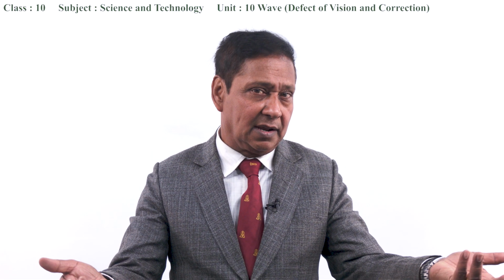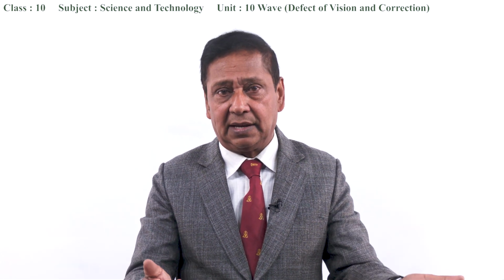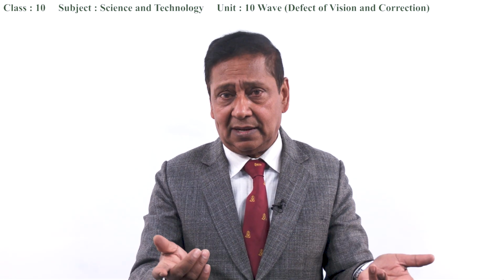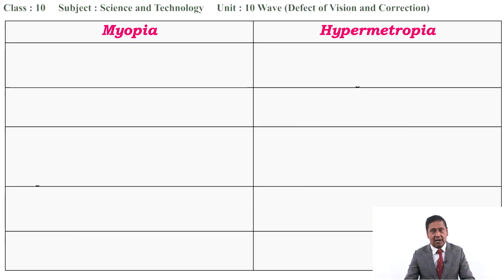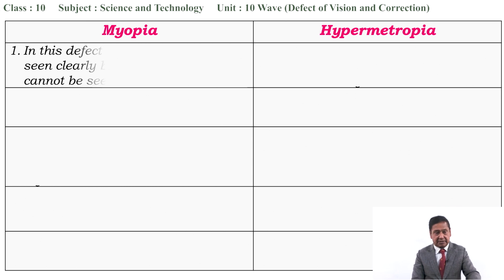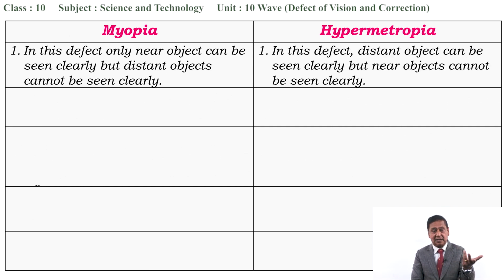Why don't we compare short-sightedness and long-sightedness? We have done everything about these two, their characteristics, their correction, etc. Let's bring them together. Myopia and hypermetropia, we can differentiate with different points. In myopia, only near objects can be seen clearly, but distant objects cannot be seen clearly. But in this defect, distant objects can be seen clearly, but near objects cannot be seen clearly, just the opposite. Don't be confused. Sometimes students are confused. Instead of myopia, they will write hypermetropia. The characteristics can be reversed.